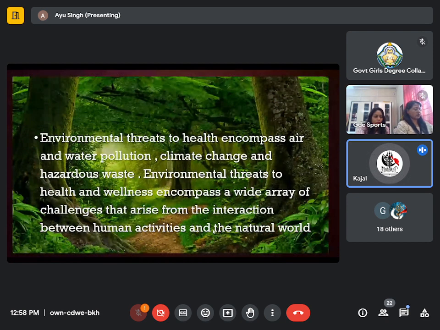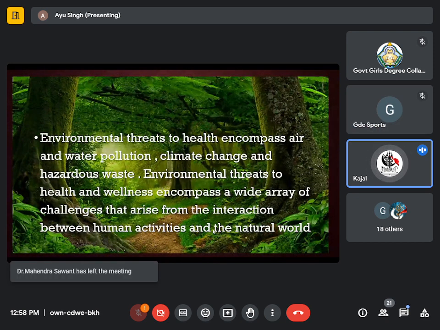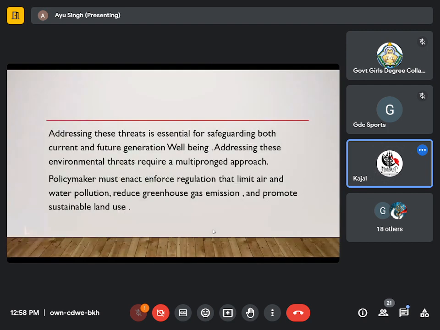Environmental threats to health encompass air and water pollution, climate change and hazardous waste. Environmental threats to health and wellness encompass a wide array of challenges that arise from the interaction between human activities and the natural world. Addressing these threats is essential for safeguarding both current and future generations' well-being.